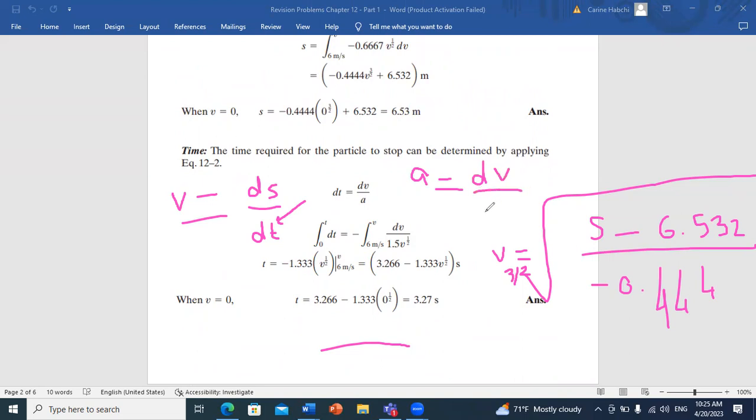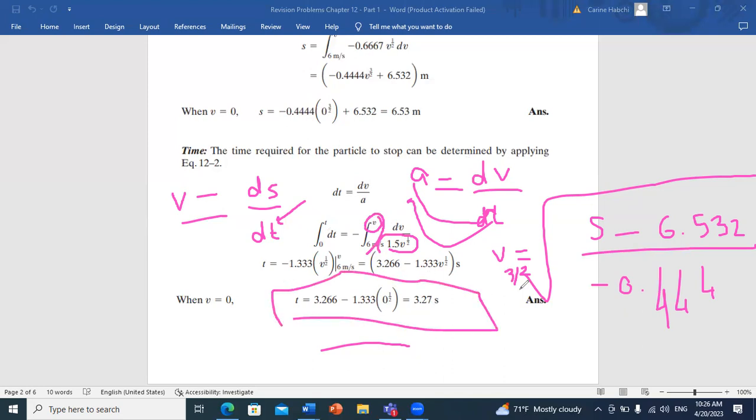And since I have a as a function of v, I can do separation of variable by taking a to the side and taking dt to the other side. So dt is simply dv over a. I replace a by 1.5 times v to the power 1 over 2. And then I integrate from 0 to t, and from 0 to the final velocity, which is 0. So I can get the total time needed. You can verify that if you use the other method, you will also get the same result.